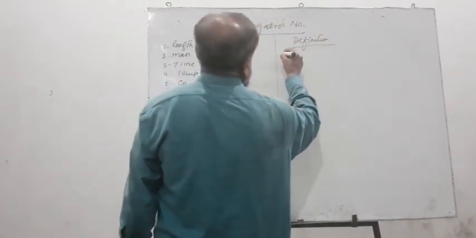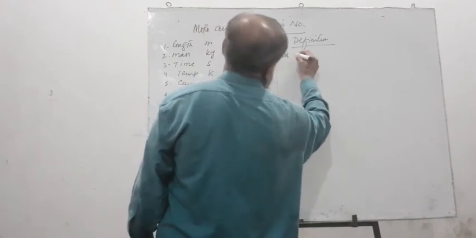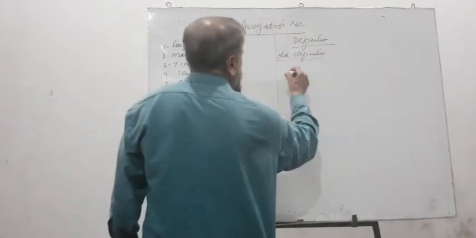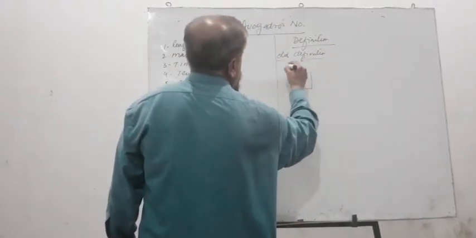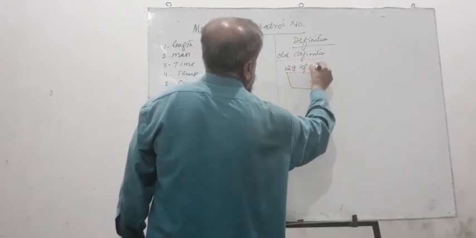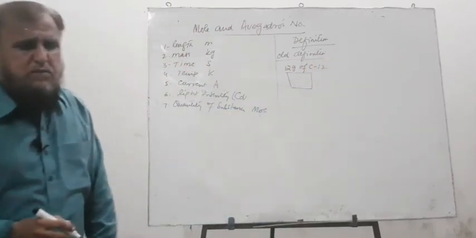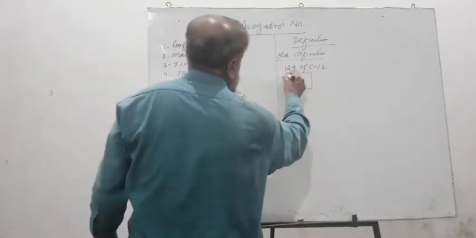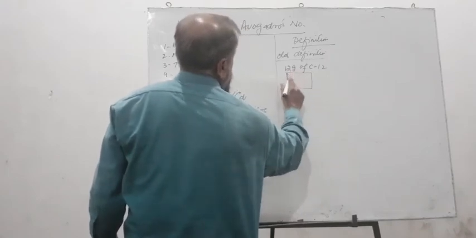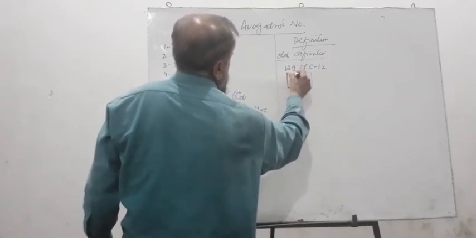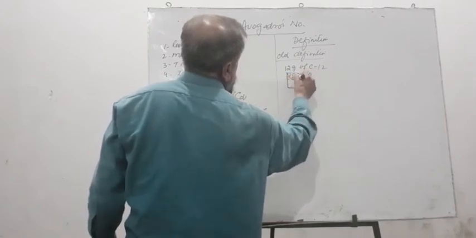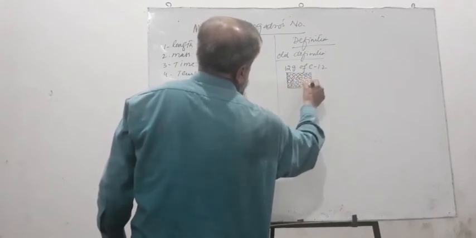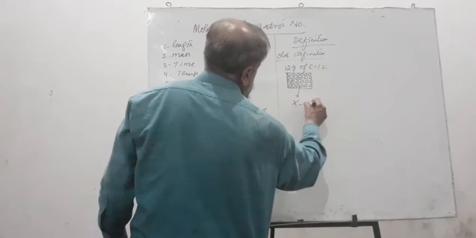There are 2 definitions. One is the old definition and the other is the modern definition. According to the old concept, if we have 12 grams of carbon 12 (carbon has 3 isotopes: carbon 12, 13 and 14), this 12 gram piece of carbon 12 contains some unknown number of atoms. Let us suppose X atoms of carbon are present in this piece of carbon.